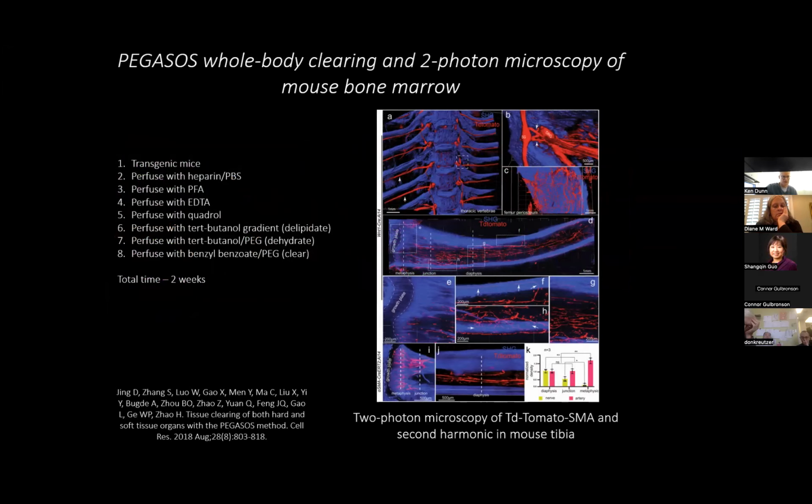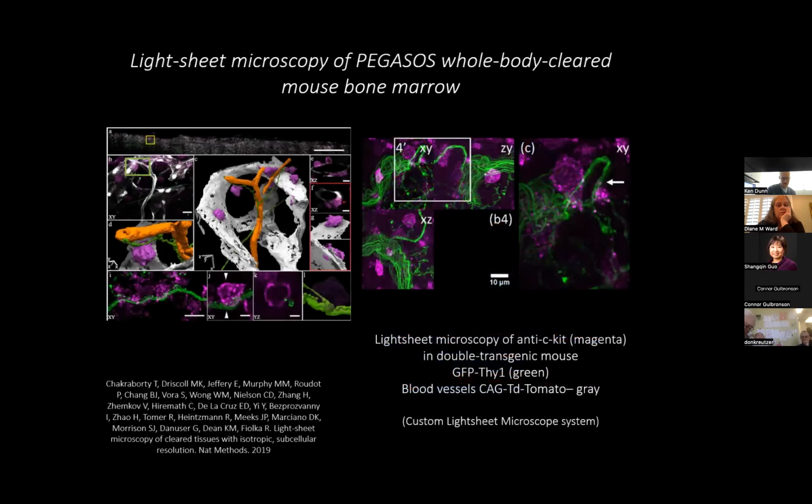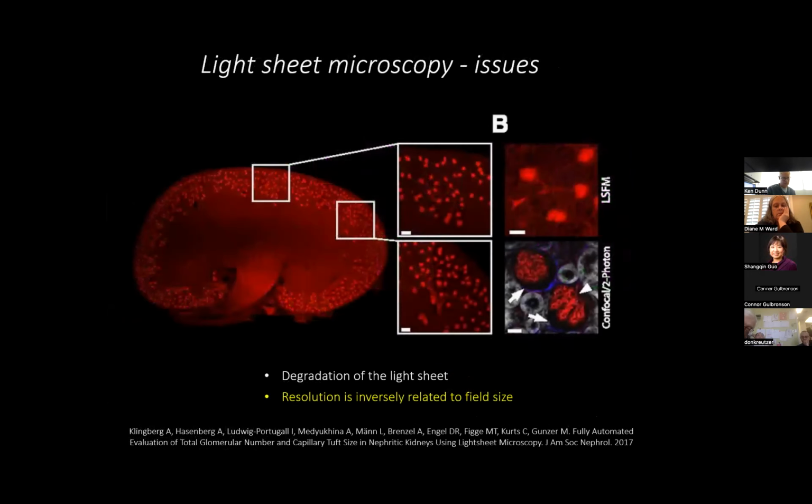So there's transgenic mice, you perfuse with heparin, you perfuse with paraformaldehyde, you perfuse with quadrol, which I forget what it does. I think it clears bone or something. And then you're actually delipidating, dehydrating, and clearing all in the intact animal through the vasculature. And the thing about this is just the bone marrow, but everything in the body of this animal has been cleared to a more or less extent. And this is an example.